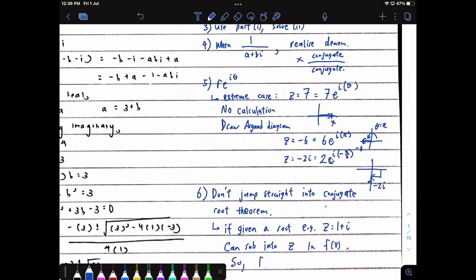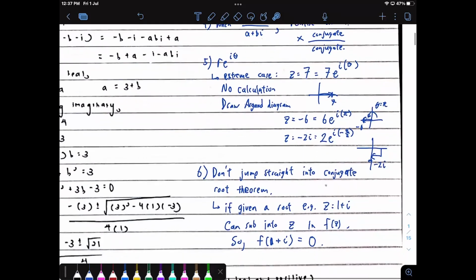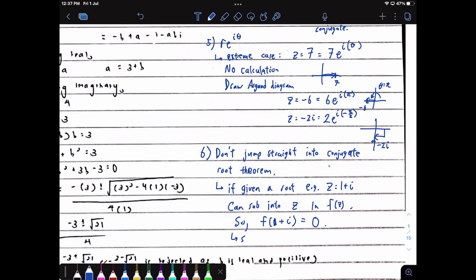So by factor theorem, okay, I'm not going to write factor theorem, you just need to know the rule. f of 1 plus i equals 0. Everywhere you see a z, you replace it with 1 plus i, and it's equal to 0. Then you can compare. CF means compare. CF is Latin for confer, and confer means compare. Compare RE and IM, real and imaginary parts, and solve for a, b.